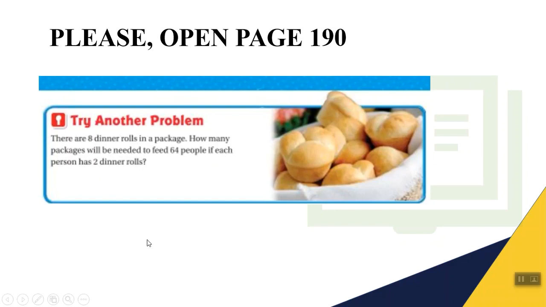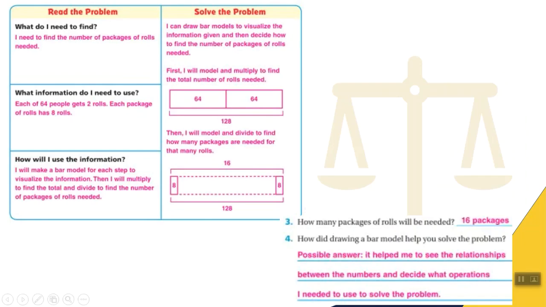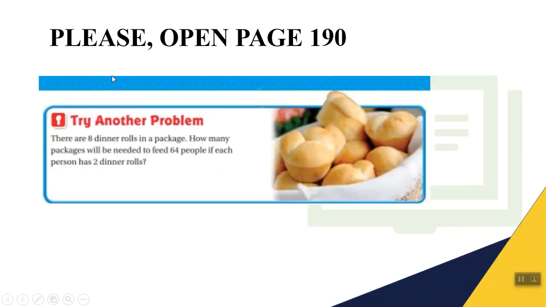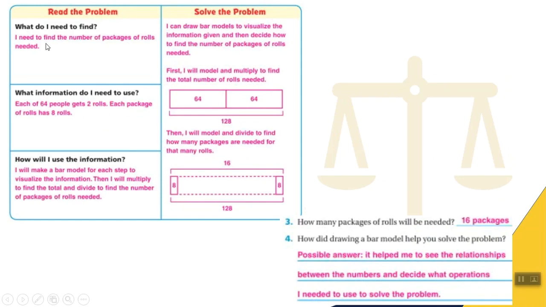Guys, let's try to understand the problem first. How can I know it? It says, what do I need to find? To answer this question, I need to check my question sentence. It says, how many packages will be needed to feed 64 people if each person has 2 dinner rolls? So I need to find the number of packages of rolls needed.